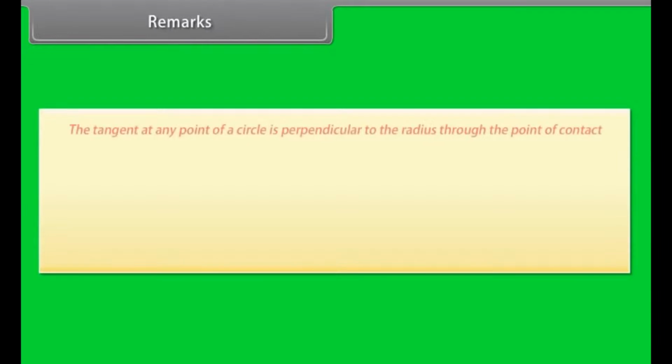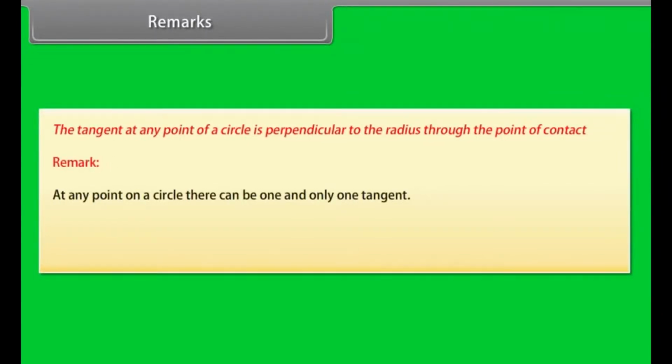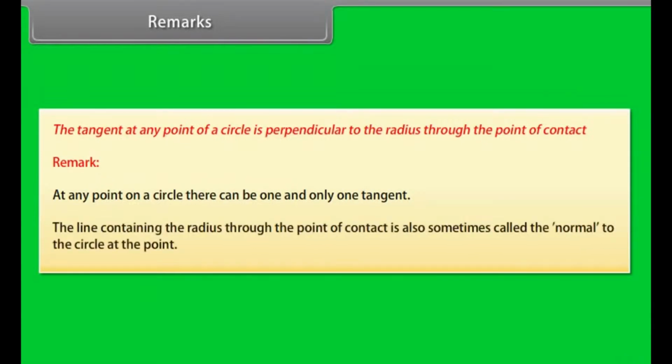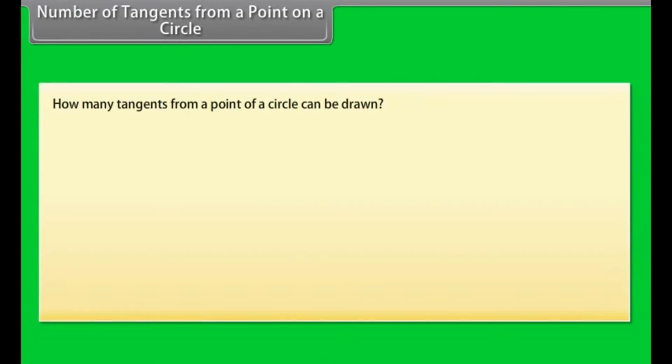Remarks. From this theorem, we can also conclude that at any point on a circle, there can be one and only one tangent. And the line containing the radius through the point of contact is also sometimes called the normal to the circle at the point. Number of tangents from a point on a circle. Can you guess how many tangents from a point of a circle can be drawn? Let's perform an activity to check this out.